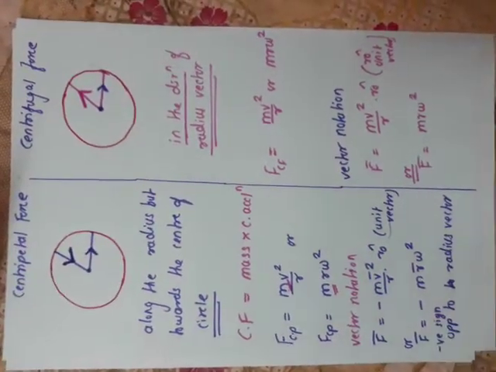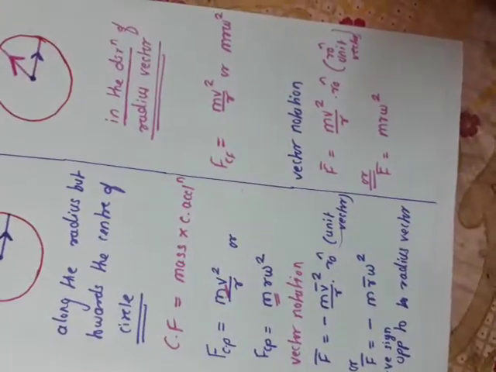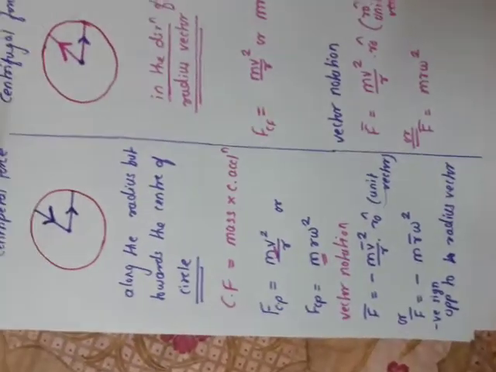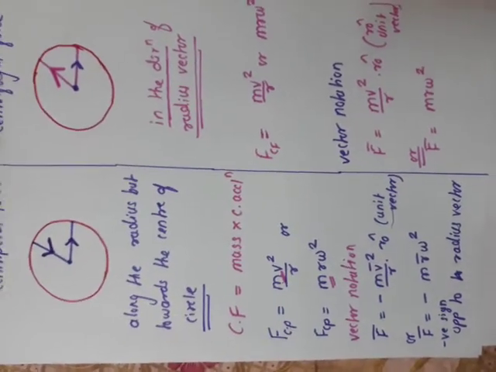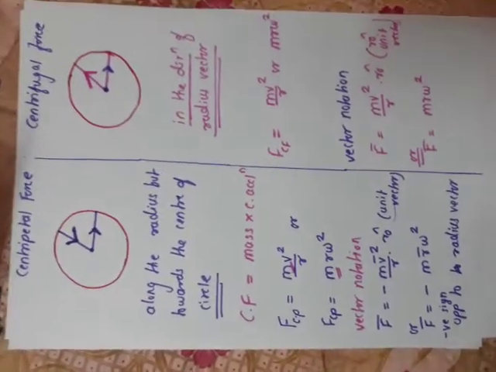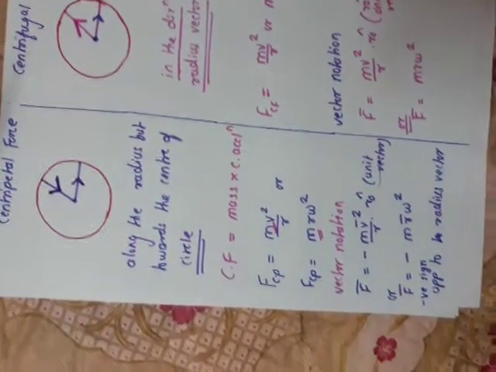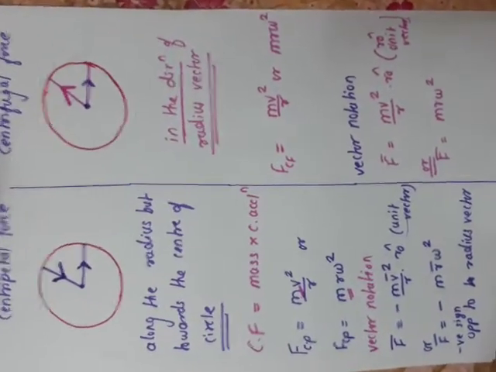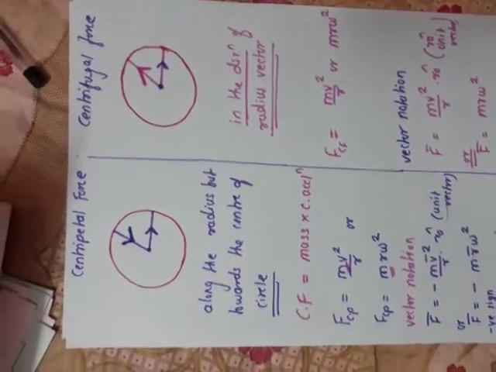The best examples for centripetal force: the first example is the motion of the earth around the sun. The second example is the motion of the moon around the earth. In both examples, the necessary centripetal force is provided by the gravitational force of attraction between earth and sun, or earth and moon. That means the centripetal force need not be provided by any other extra quantity. So that force is also known as a real force.